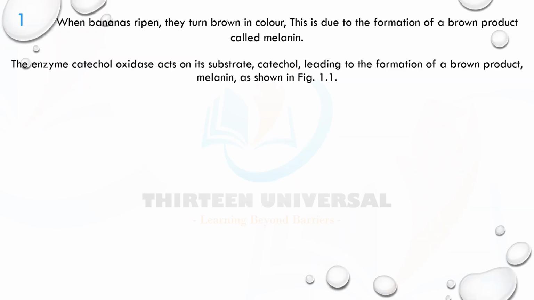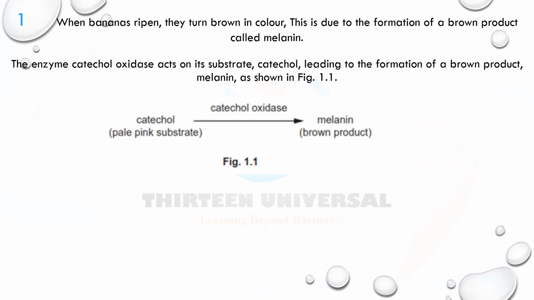The first question, remember we solved together, right? So yes, see the first question there. When bananas ripen, they turn brown in color. This is due to the formation of a brown product called melanin. Wow, banana has melanin too, like human. Amazing. The enzyme catechol oxidase acts on its substrate.